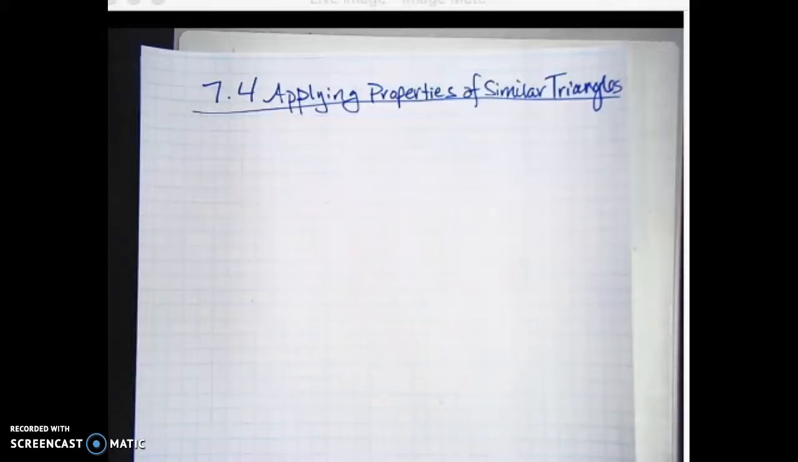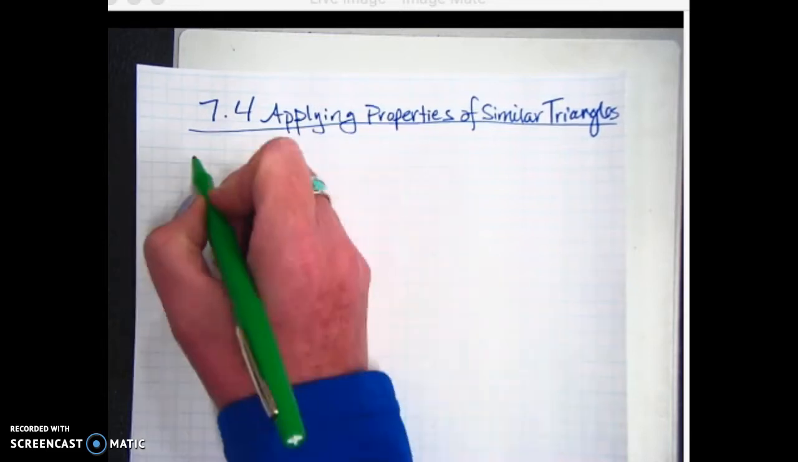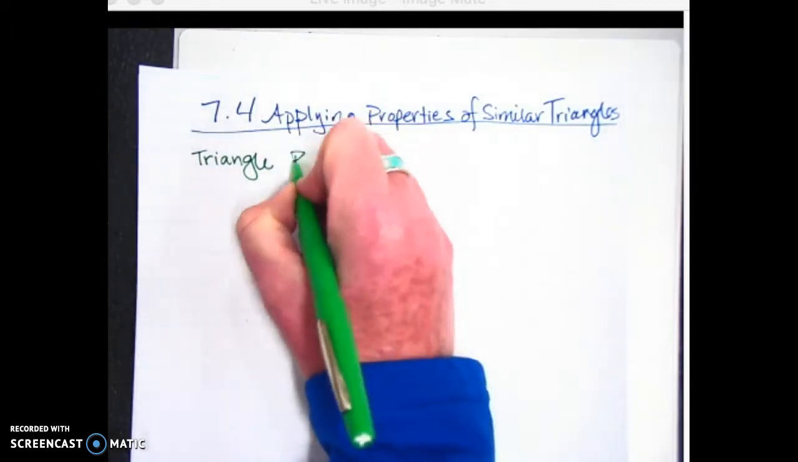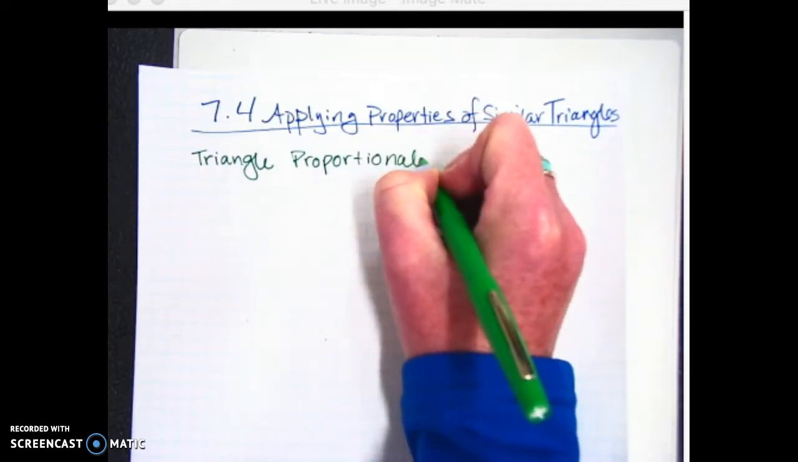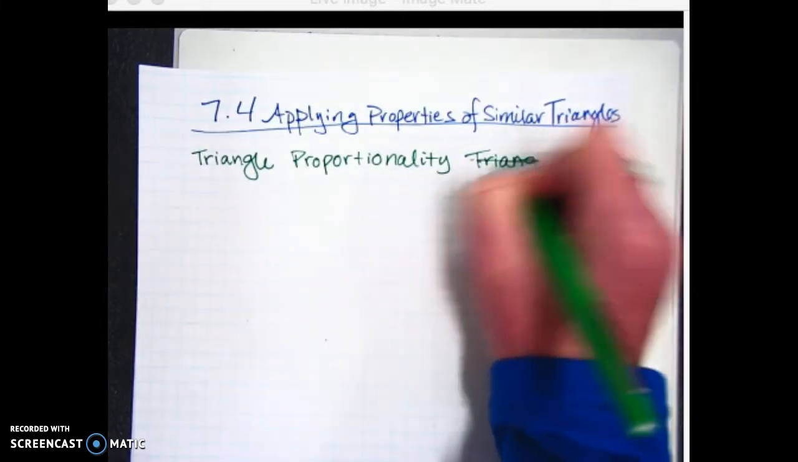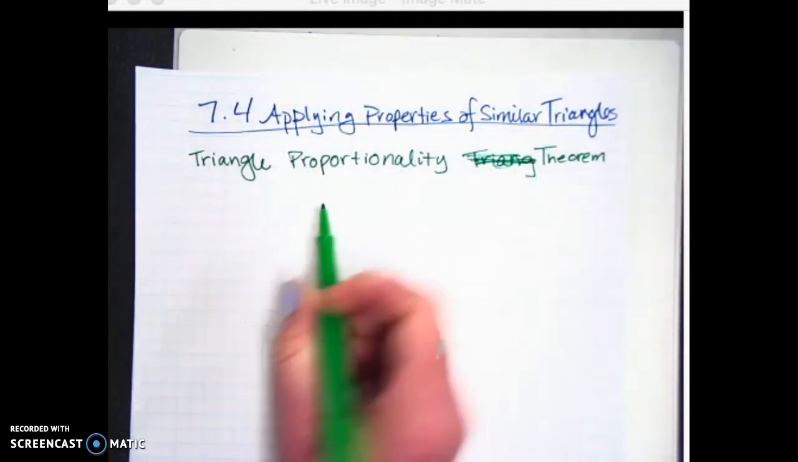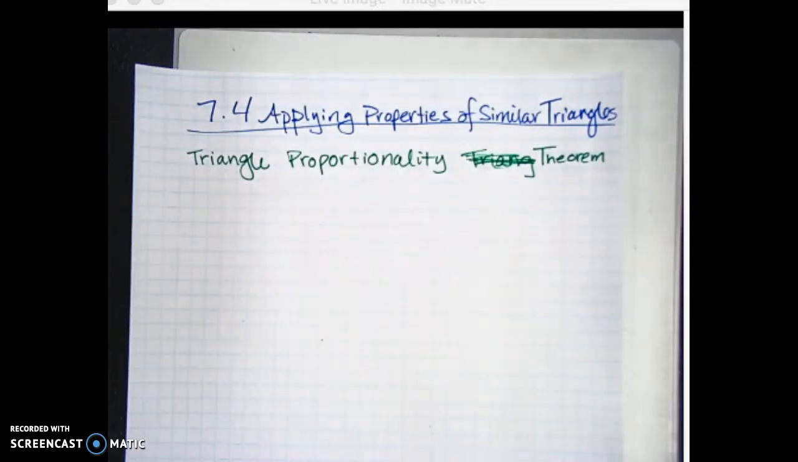Course called Applying Properties of Similar Triangles. Okay, so the first thing we're going to learn about is something called the triangle proportionality theorem. The triangle proportionality theorem. This word proportionality has the word what in it? Proportion, right? So we spent quite a bit of this chapter talking about proportions, setting up a proportion, solving proportions.